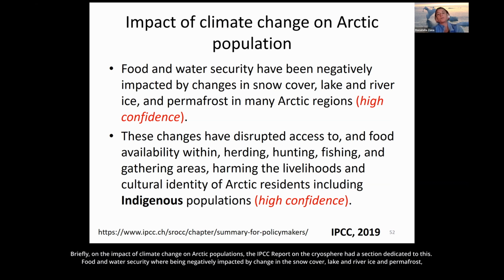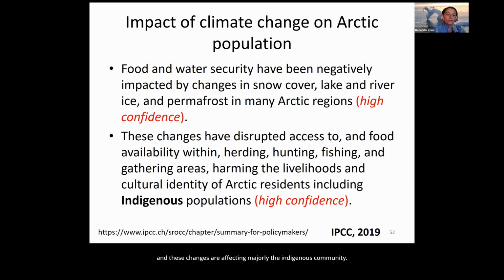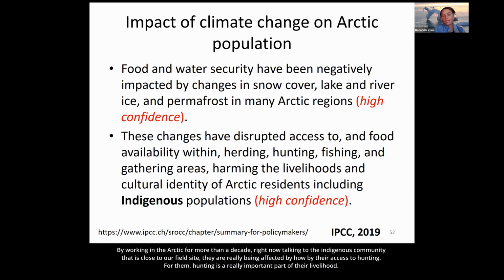Briefly on the impact of climate change on Arctic populations, the IPCC report on the cryosphere had a section also dedicated to this. The food and water security were being negatively impacted by changes in the snow cover, lake, river, and permafrost, and so on. And these changes are affecting majorly the indigenous communities. Working in the Arctic for more than a decade now, talking to the indigenous community close to our field site, they are really being affected in their access to hunting. For them, hunting is a really important part of their livelihood.